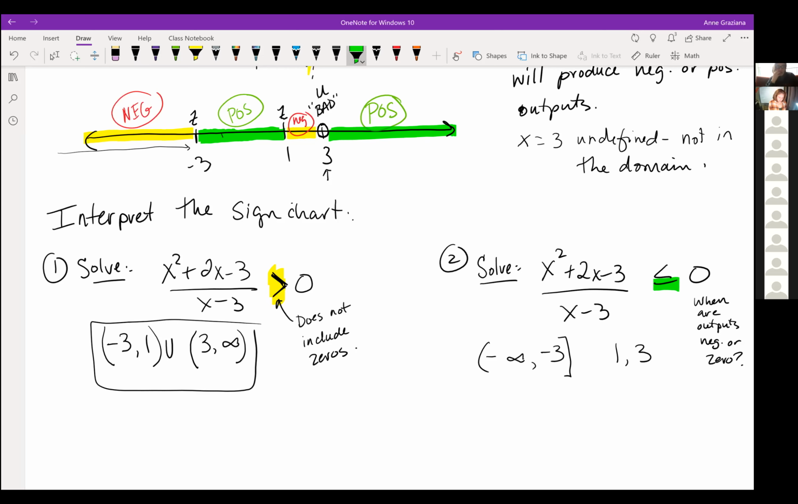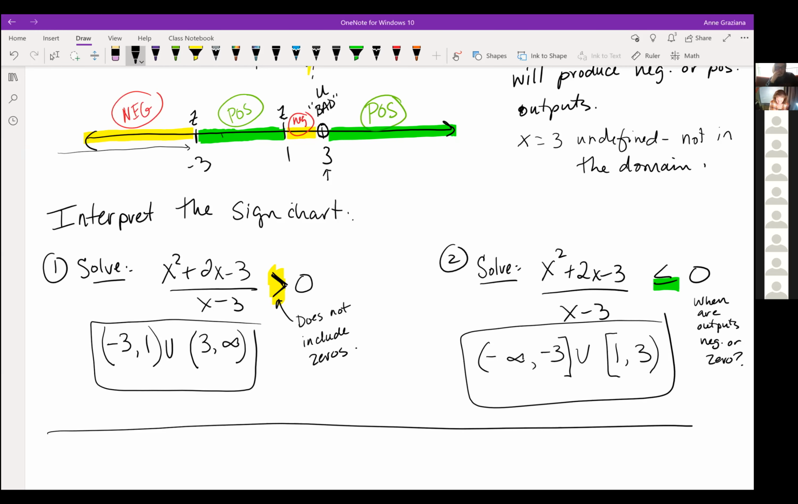That allows us to include the 0. Then I'm going to union this. 1 is my other 0, so that's included. But 3 is the undefined, so you cannot include that. Okay, so those are the intervals where you have negative outputs or they're equal to 0. So that's just interpreting the sign chart. What is it telling us? Any questions?